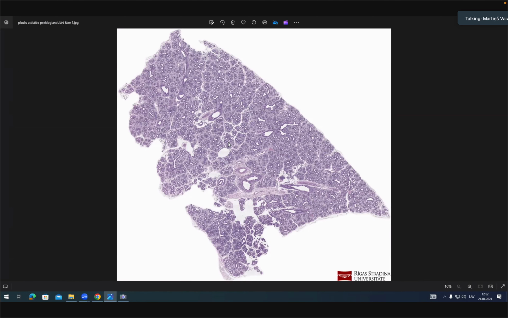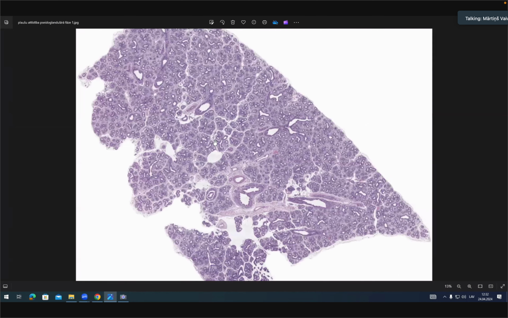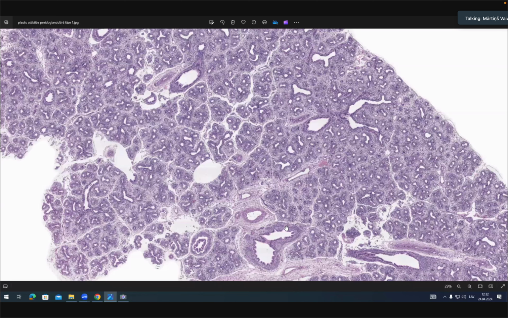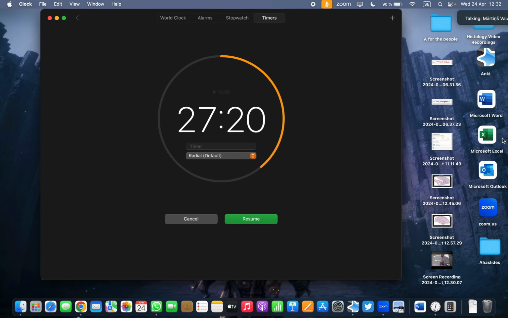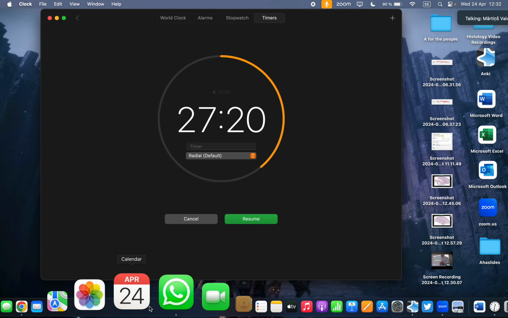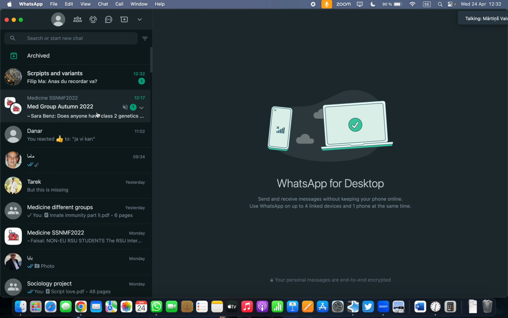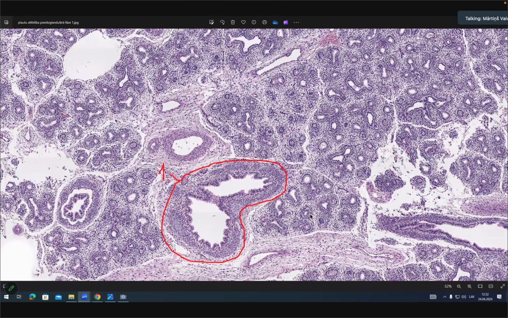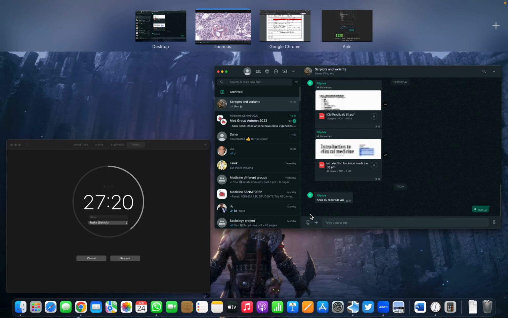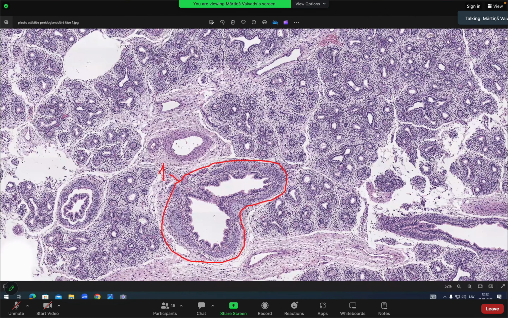So first things first, I will zoom in. So I will take this slide and zoom in at a random location, more or less here. So first thing that you can notice here are developing bronchi. So this is a developing bronchus. That's number one, developing bronchus.